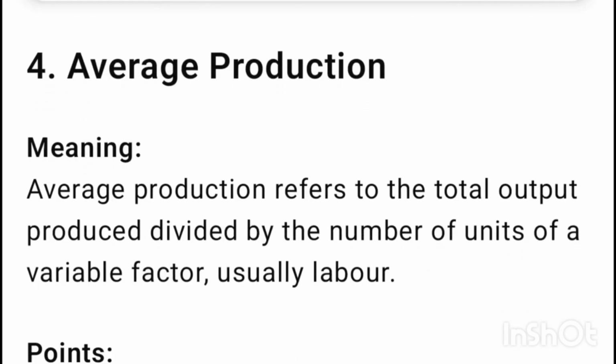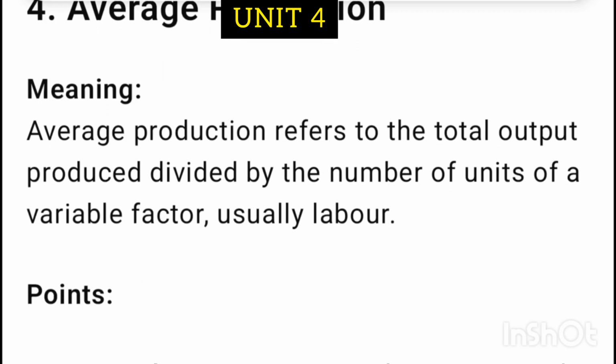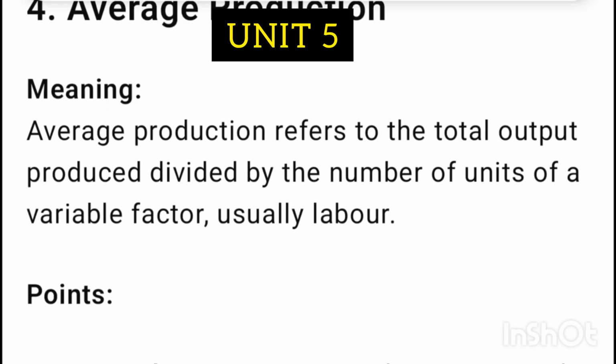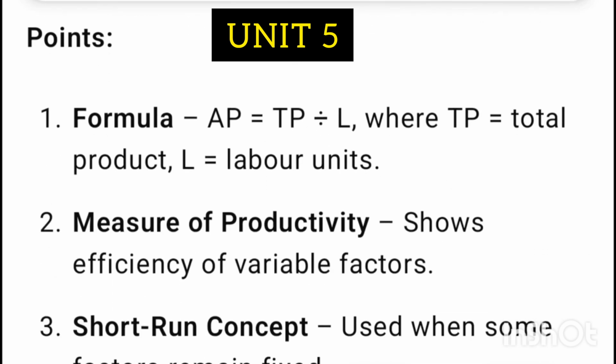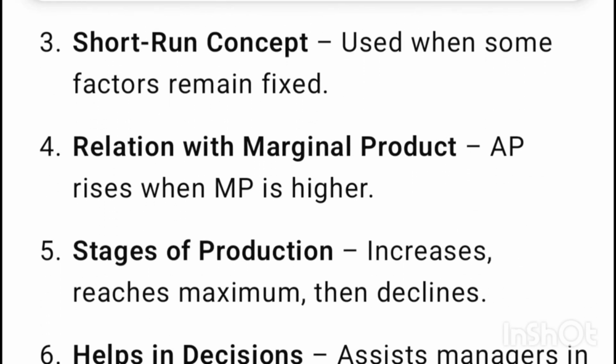Number 4. Average production, meaning. Average production refers to the total output produced divided by the number of units of a variable factor, usually labor. Points. 1. Formula. AP equals TP/L, where TP equals total product, L equals labor units. 2. Measure of productivity. Shows efficiency of variable factors. 3. Short-run concept. Used when some factors remain fixed.